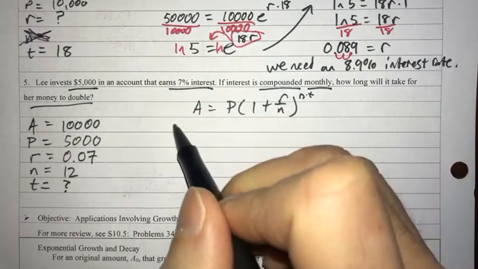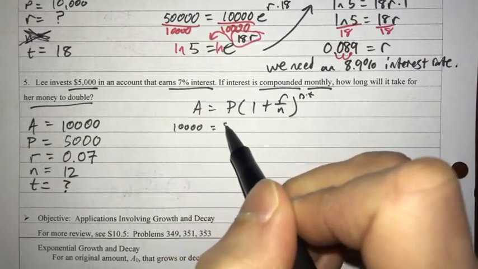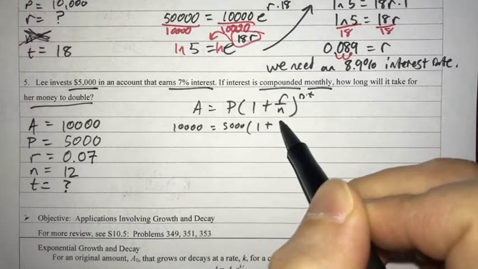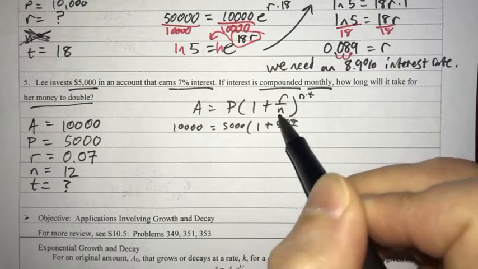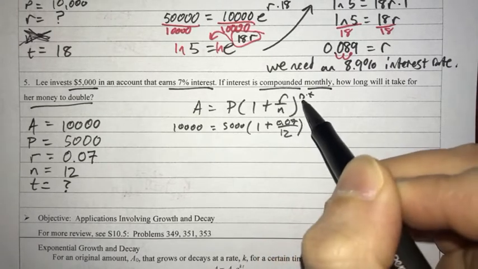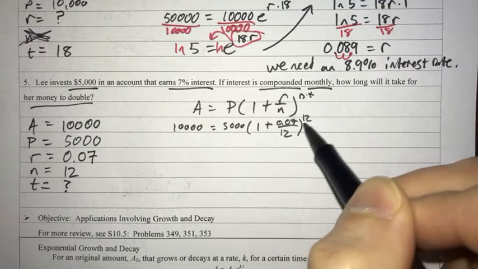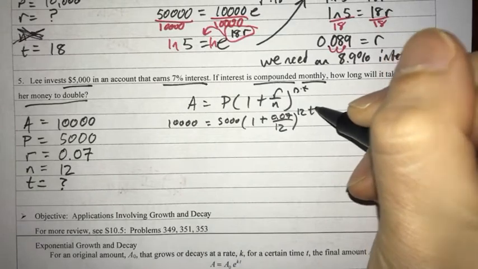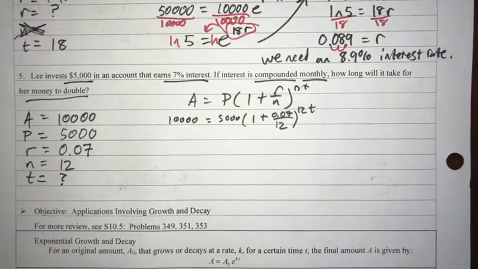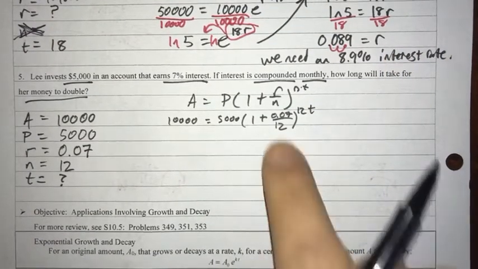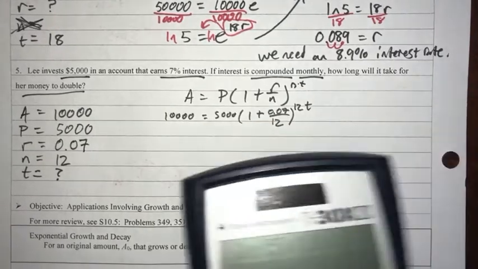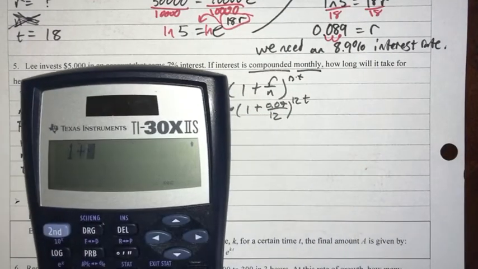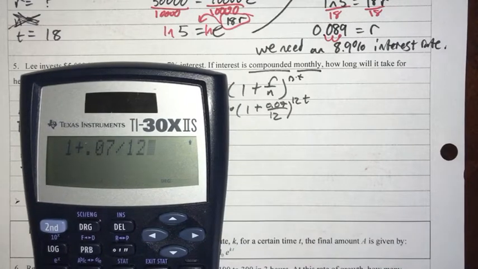So here's what we'll do. We'll just plug all these numbers in. 10,000 equals 5,000 times 1 plus, okay, what's the rate? The rate is 0.07. N is 12. And then up here, N is 12 again. I always remember that these two numbers repeat. And then T, we don't know what it is. I want to know what this is as a decimal. 1 plus this. What is that?